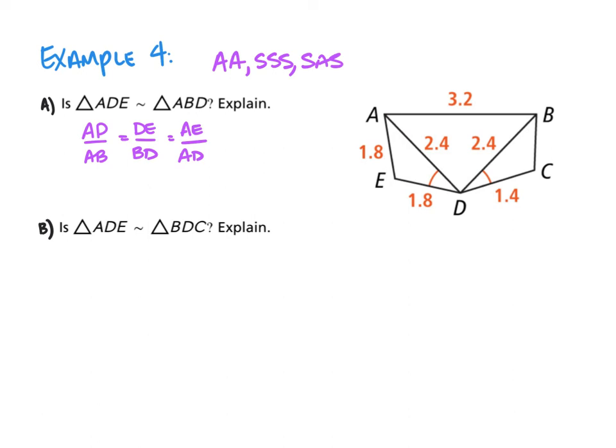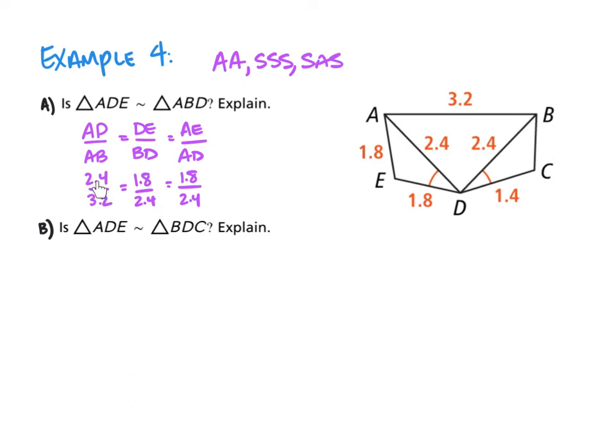And that's going to be 2.4 over 3.2. DE is 1.8 over BD, which is 2.4. AE is 1.8 over AD, which is 2.4. So first of all, we can see that these 2 ratios are clearly equal because they're identical to each other, the same numbers. So what we really want to check is, does this ratio end up equaling either of these 2 ratios? Now, when we start mixing decimals in with fractions, it does get a little bit tricky.